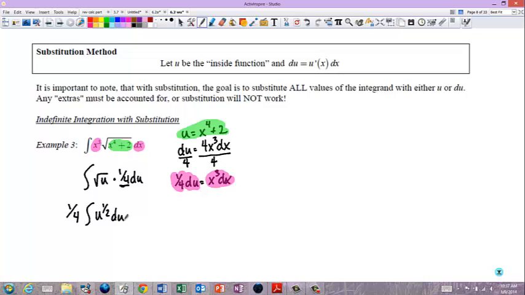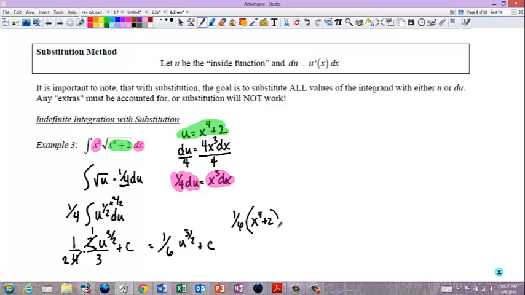And then I integrate it. Well, I would add 2 over 2, so I would have u to the 3/2, but then I have to divide by 3/2, which is the same as multiplying by 2/3, and I bring down my 1/4. Well, if I clean that up a little bit, 1 times 2, so that's 1/6 u to the 3/2 plus c, and my last step is to fill it back in. That'll be 1/6 times (x to the fourth plus 2) to the 3/2 plus c.